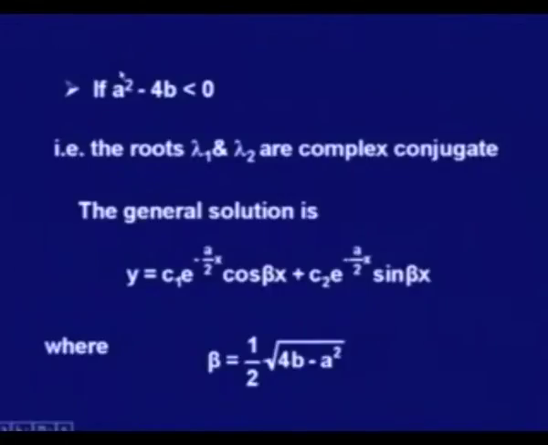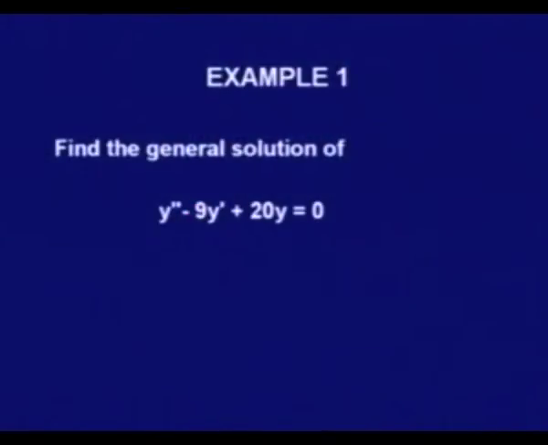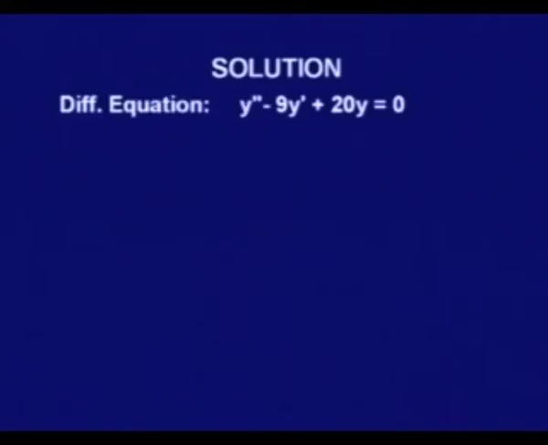So, now to understand and clear these steps, let us do some examples for solving second order linear differential equations with constant coefficients. First example, find the general solution of y double dash minus 9 y dash plus 20 y is equal to 0. The given differential equation is y double dash minus 9 y dash plus 20 y is equal to 0.